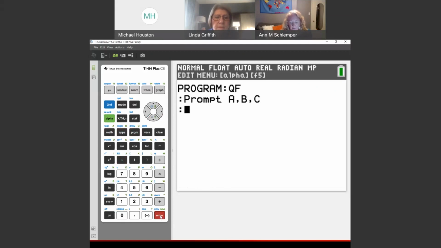What I like about making them do this program is it really makes them understand the quadratic formula and its parts, because you have to make sure you do it in the right order of operations. So let's do parentheses and then negative b. Let's do the plus part first. Then the square root.